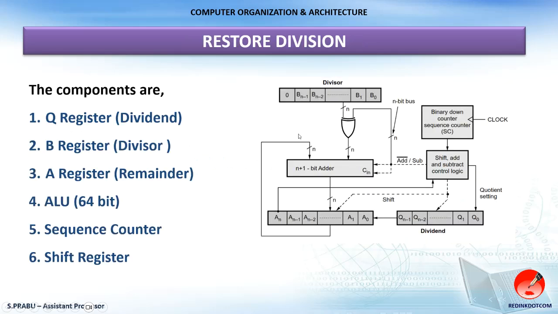This is the circuit diagram for restored division algorithm, in which the important components are Q register, which contains the dividend value, then B register, which contains the divisor value, then A register, it contains the remainder value, then arithmetic and logic unit, sequence counter, it helps to repeat the operation n number of times, then shifting can be done by the shift register. These are all the important components present in the division circuit.